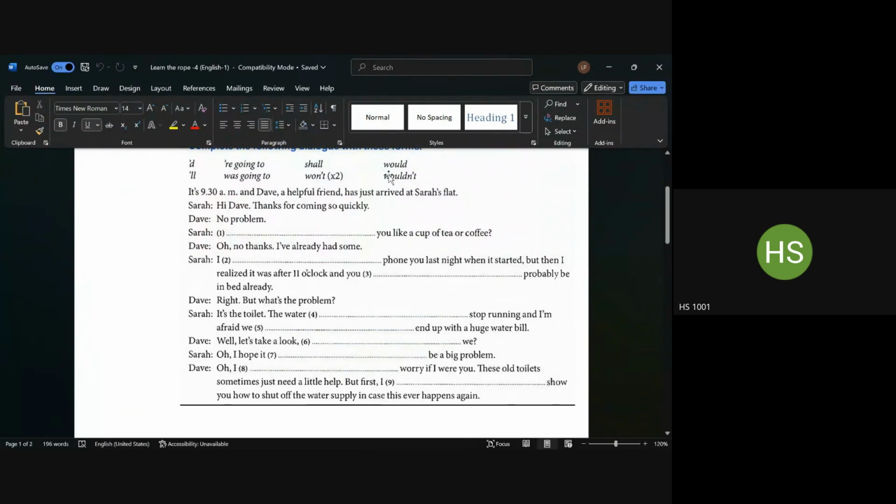The words you're required to use for the blanks are already provided here. So: would, going to, shall, would, I'll, was going to, and won't comes twice, which means two blanks are going to take won't, and then wouldn't. So that apostrophe d, you know what it means, right? It's the short form for the word would. If I have to say you would, I can say you'd.